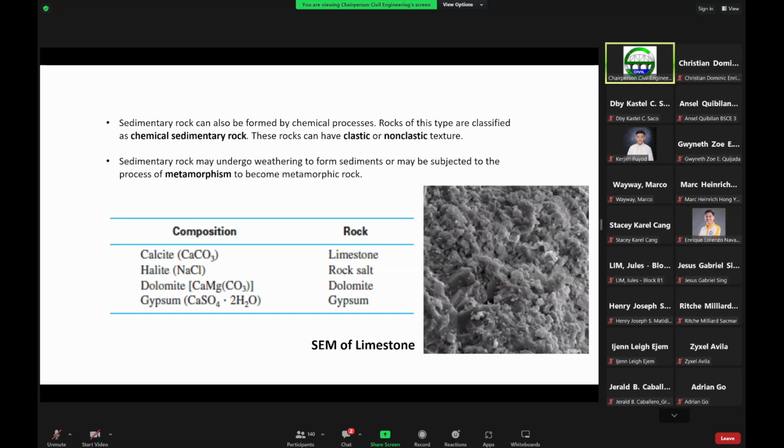So here we have other examples of sedimentary rocks such as limestone, rock salt, dolomites, and gypsum, for example. And these are the chemical compositions of these rocks. For example, this limestone here is composed of calcium carbonate.